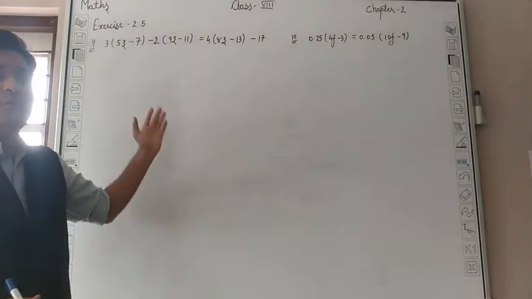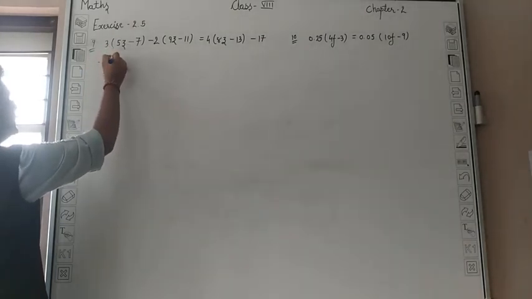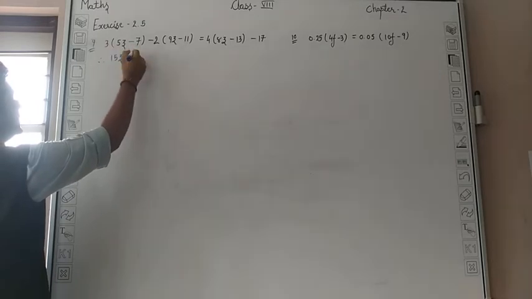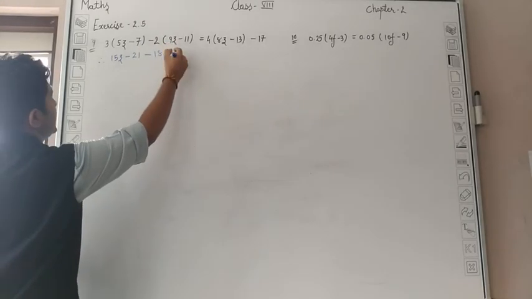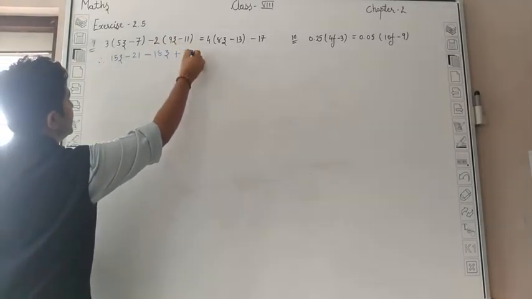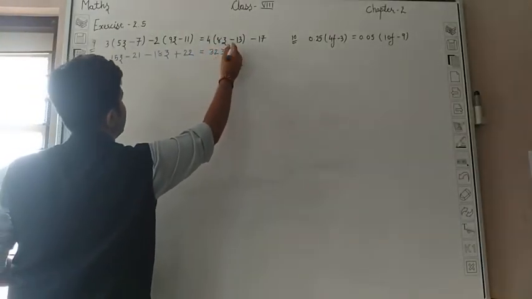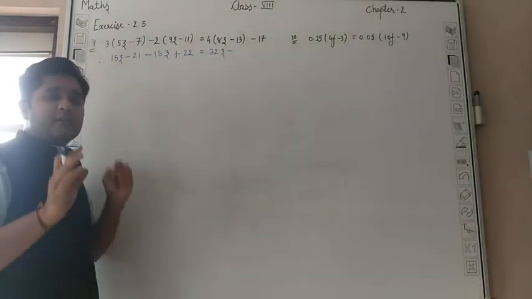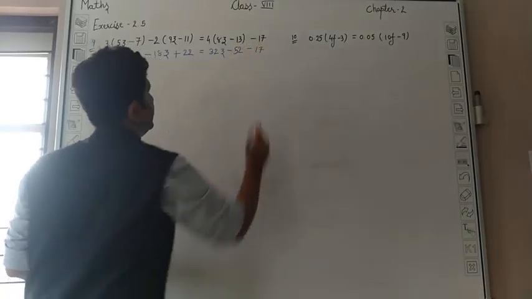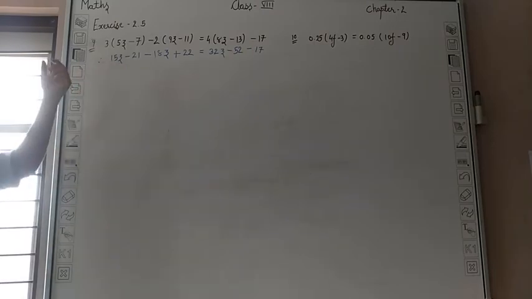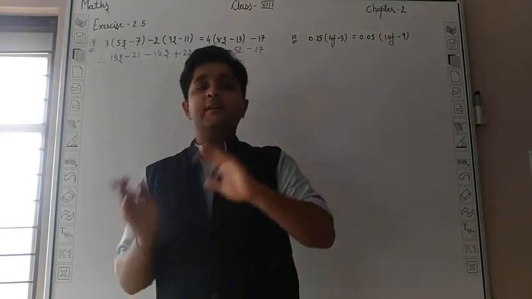First of all, let me remove the brackets. So 3 is multiplied with this bracket: 3 times 5 is 15z, minus 3 times 7 is 21, minus 2 times 9 is 18z. So minus minus becomes plus 2 times 11 is 22, equal to 4 times 8 is 32z, minus 13 times 4, friends, is 52, minus 7. Now, what do we have to do next? Next step, let's take all the terms having the variables to the same side.